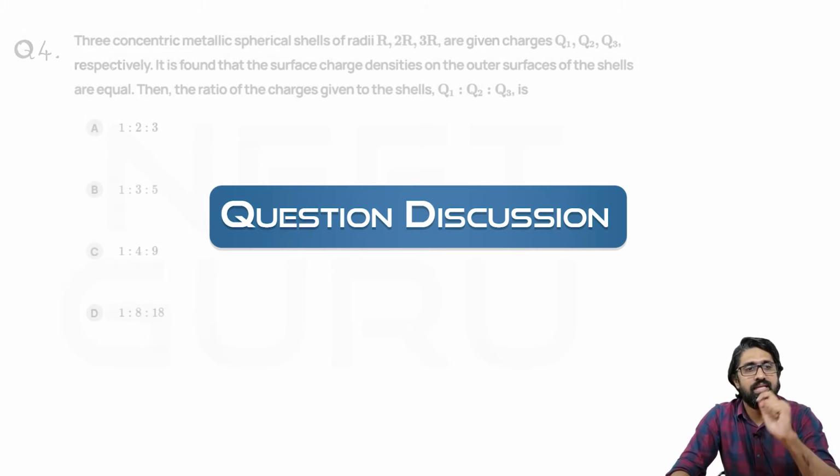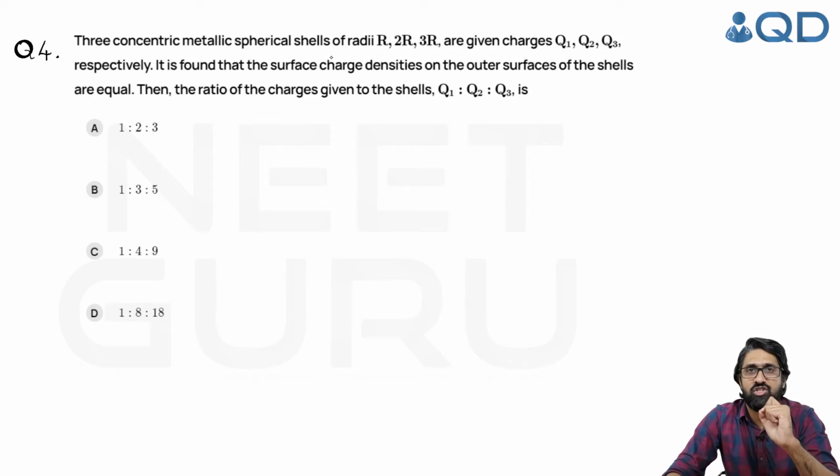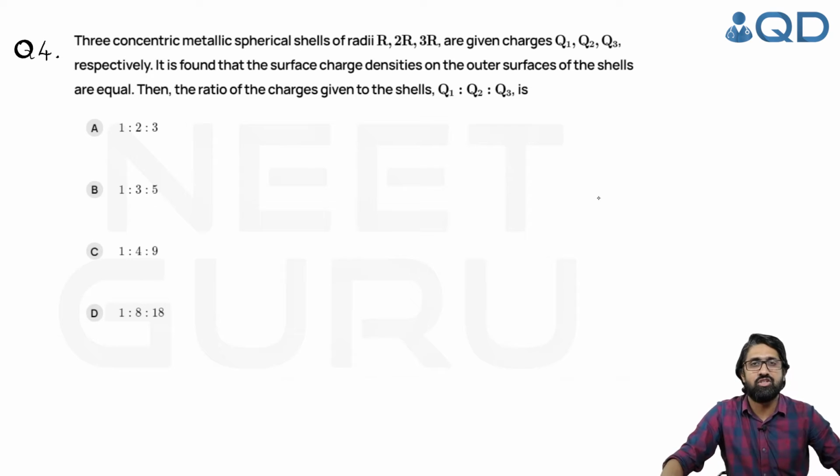The fourth question says, three concentric metallic spherical shells of radii r, 2r, 3r are given charges q1, q2, q3 respectively. It is found that the surface charge densities on the outer surfaces of the shells are equal. Then, the ratio of charges given to the shells, q1 is to q2 is to q3, is. We need to find the ratio between the charges initially given to these shells.